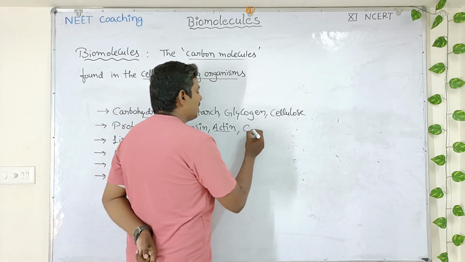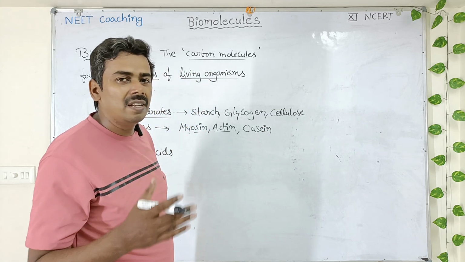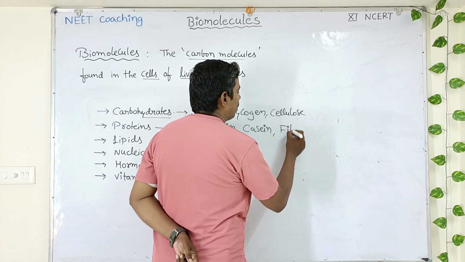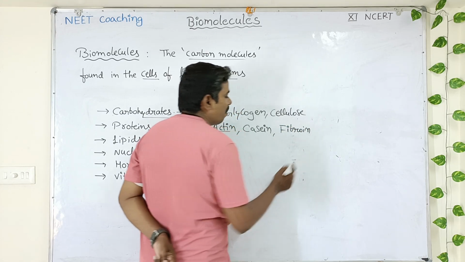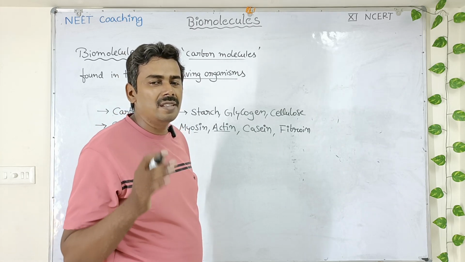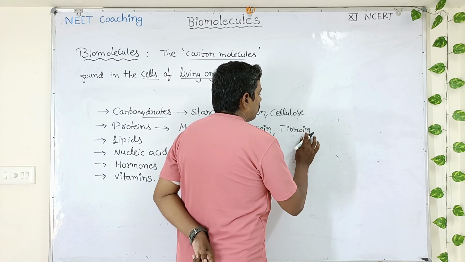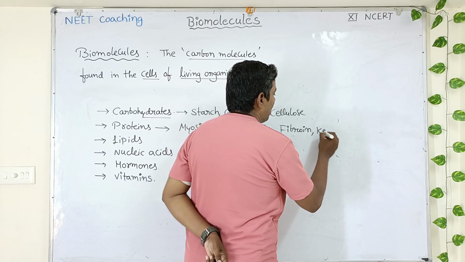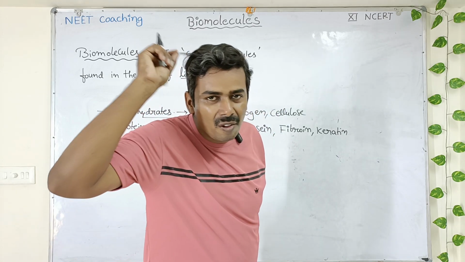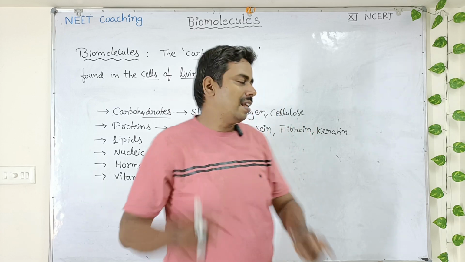Casein is another protein which is present in the milk which we drink every day. Next, fibroin. Fibroin is a protein which is present in silk. Silk is produced by the silkworm. Next is keratin. Keratin is another protein which is present in our hair, in our beautiful hair. It is also present in our nails.